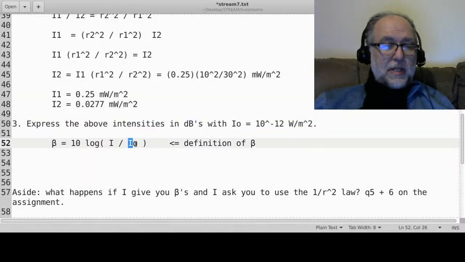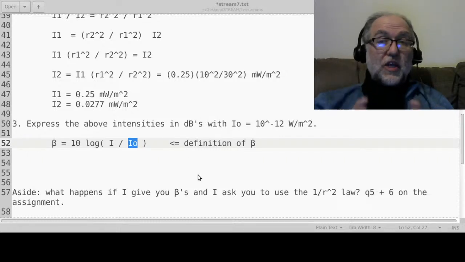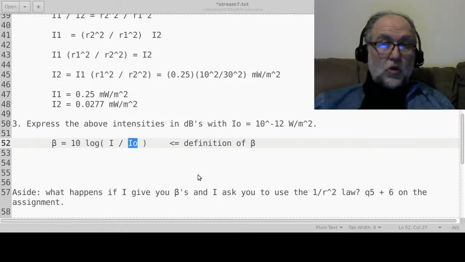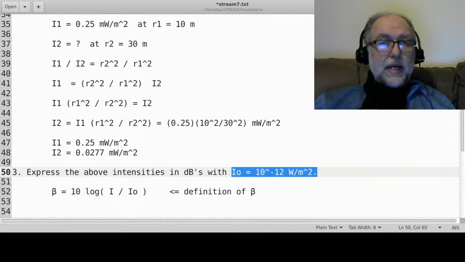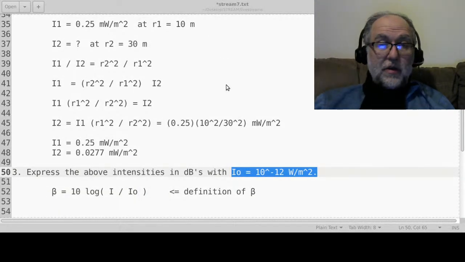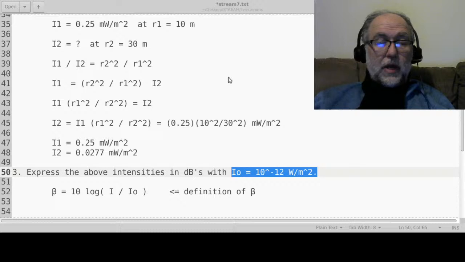And this I naught in the formula, I should explain. It's a reference intensity, and it might seem strange. It doesn't matter what that reference intensity is, as long as you stick with the same reference intensity throughout the whole problem. Generally speaking, though, when we're talking about sound, the reference intensity is this number right here, 10 to the minus 12 watts per meter squared. That's a very small number. That is the quietest possible sound that we can hear.